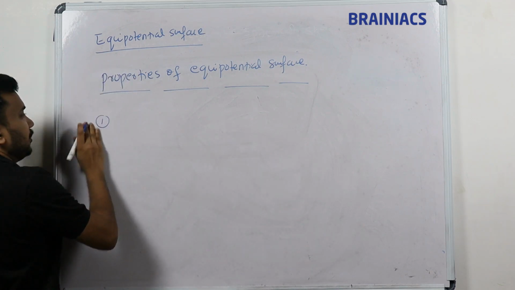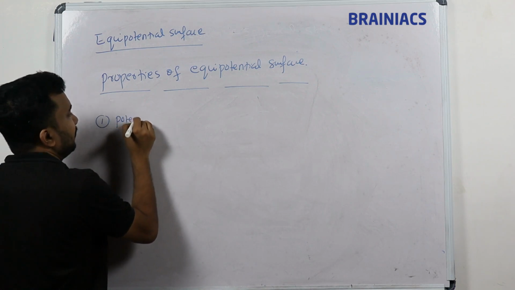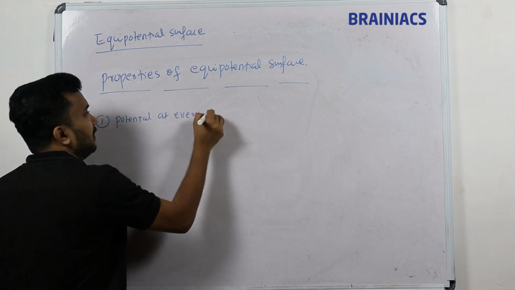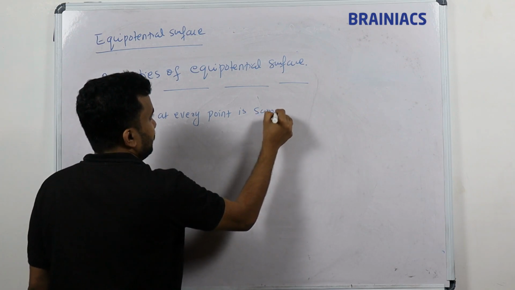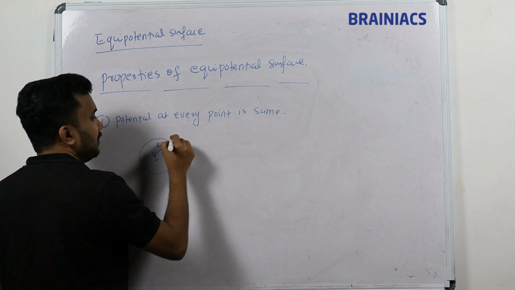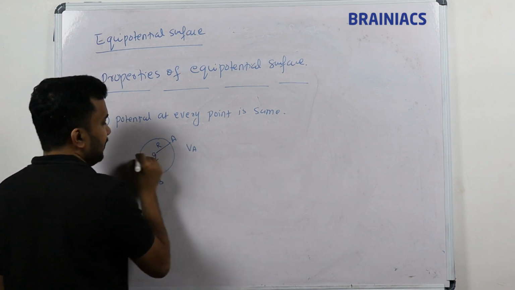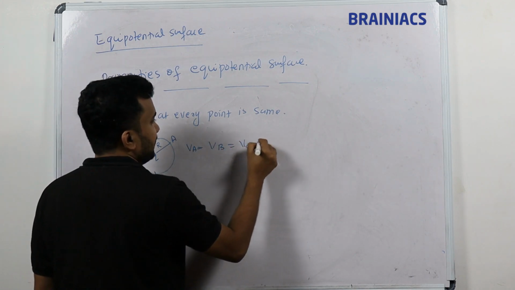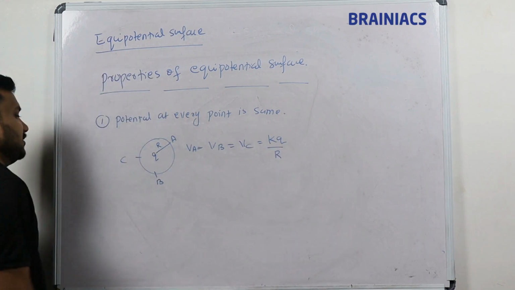First property of equipotential surface: potential at every point is same. This is what we have seen in an example. A charge Q is placed here at a distance of R. So potential at A and the point B, and potential at A and the point C. Potential at A is equal to potential at B is equal to potential at C, which is equal to KQ divided by R. This is what we already saw.